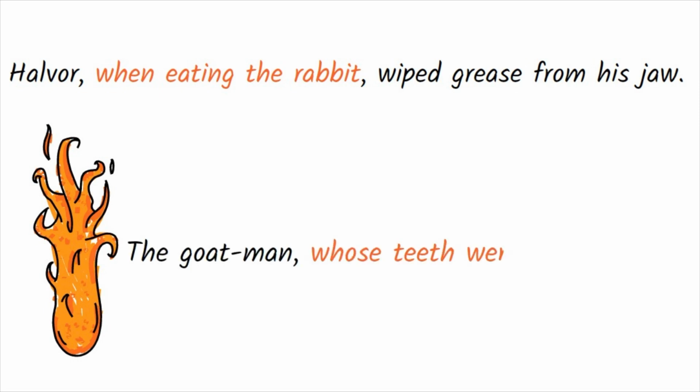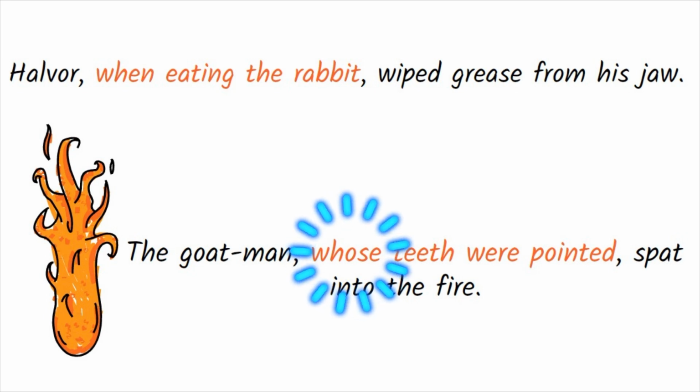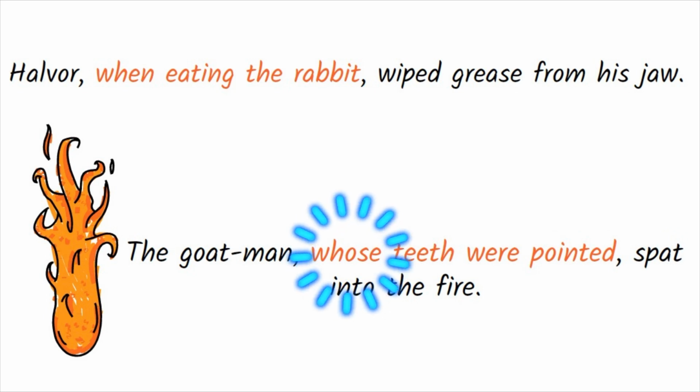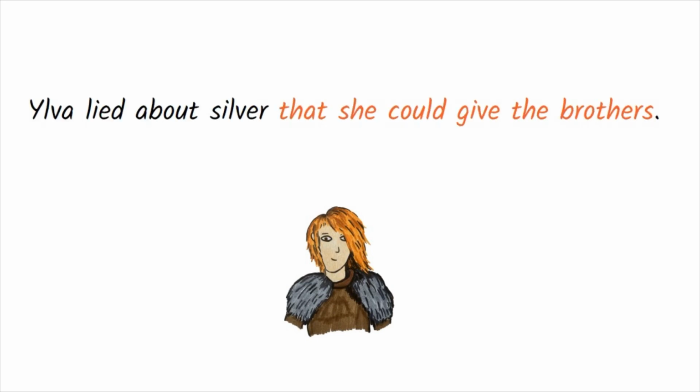The goat man, whose teeth were pointed, spat into the fire. The relative pronoun whose works here because the relative clause is adding further information about a person, the goat man. Ilva lied about silver that she could give the brothers. The relative pronoun that can be used when adding information to a person or thing, therefore it works in this context.